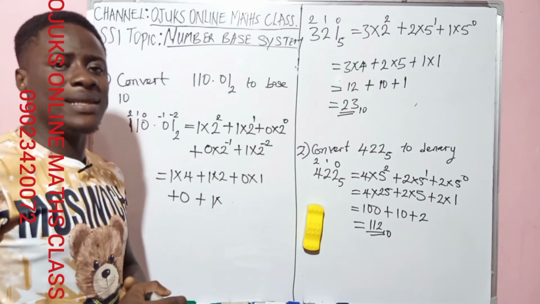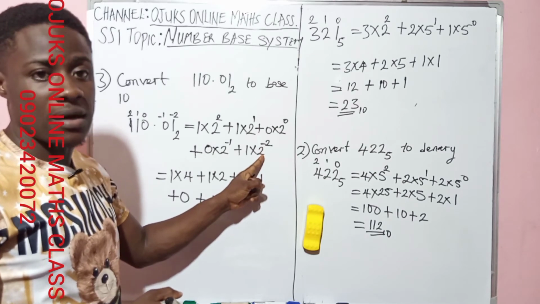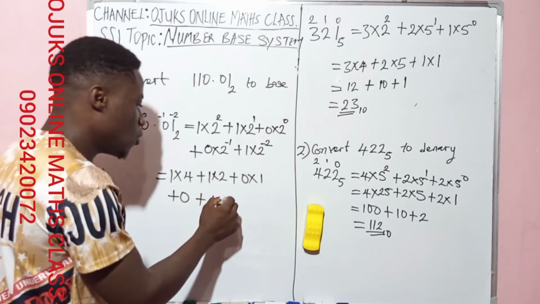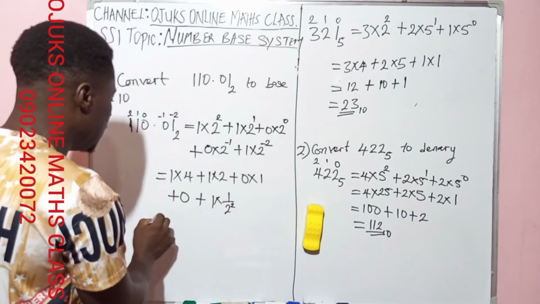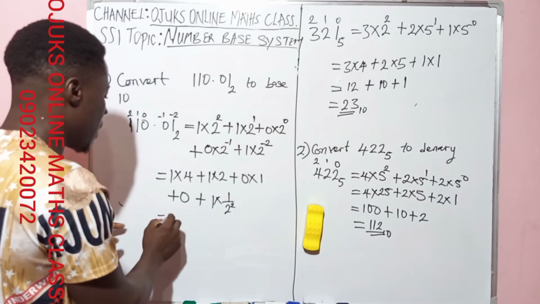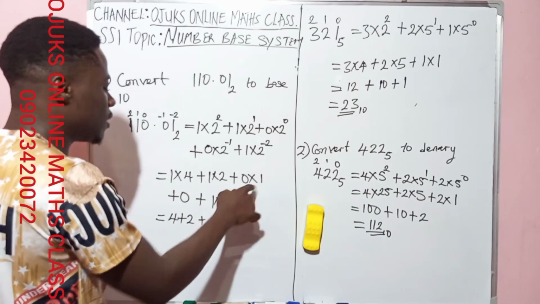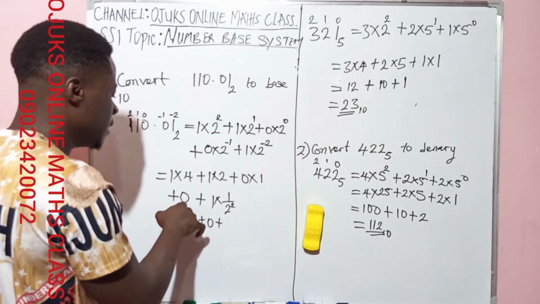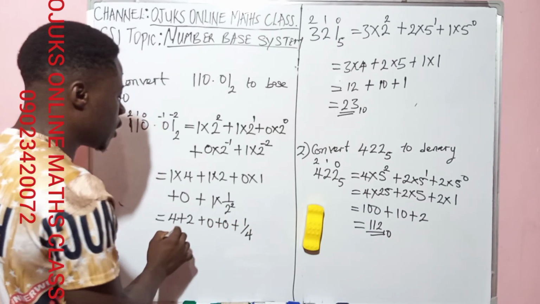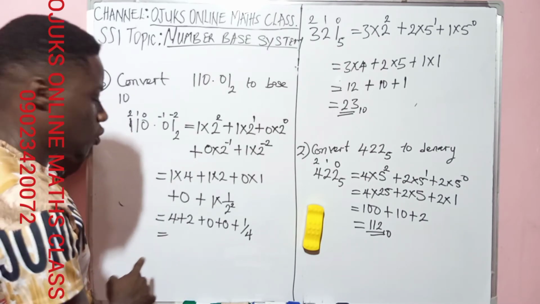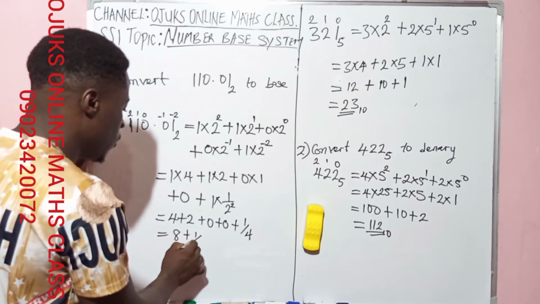In indices, under the negative index law, this negative power renders the number as a reciprocal. So in return, we are having 1 over 2 raised to the power 2. If we keep on solving, this will automatically give us 1 times 4, we're having 4, plus 1 times 2, we're having 2, plus 0 times 1, we're having 0, plus then 0, plus 1 over 4. If we solve further, 4 plus 2, we're having 6, 6 plus 0, we're having 6, plus 1 over 4.